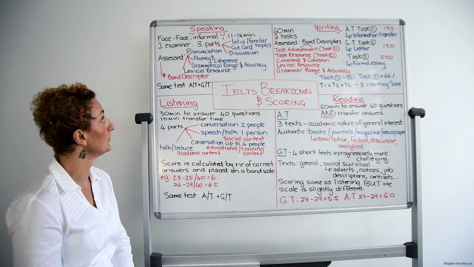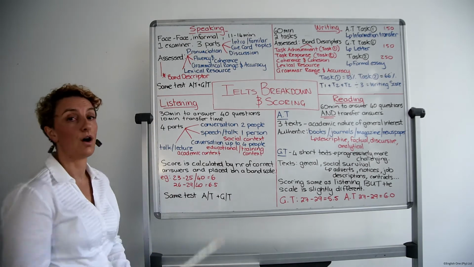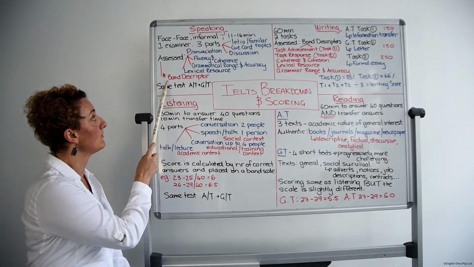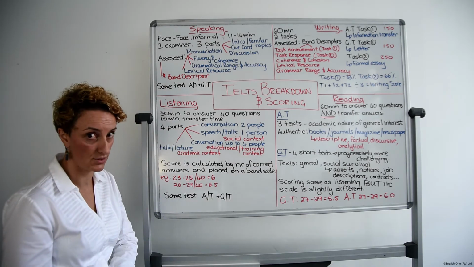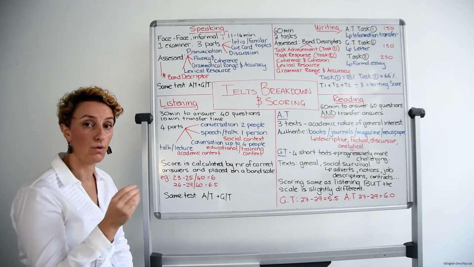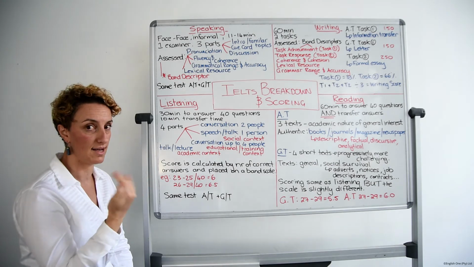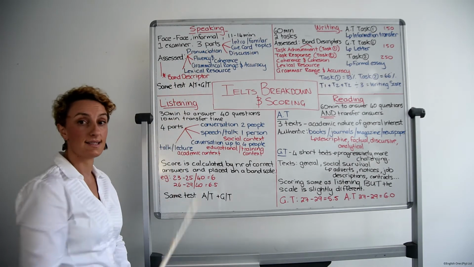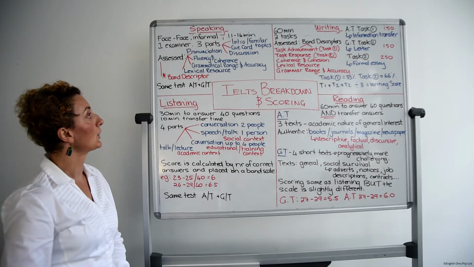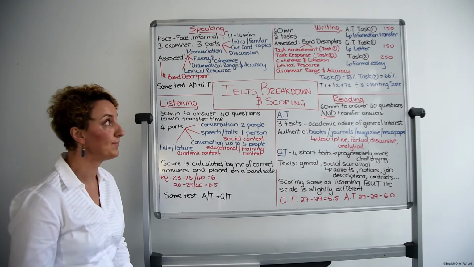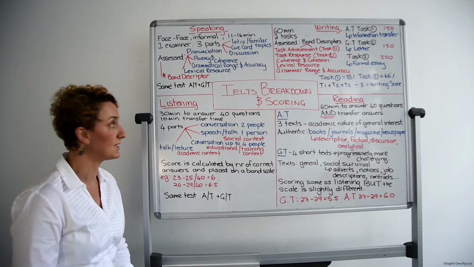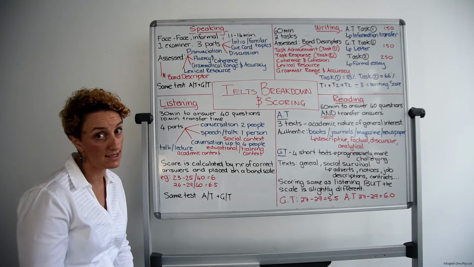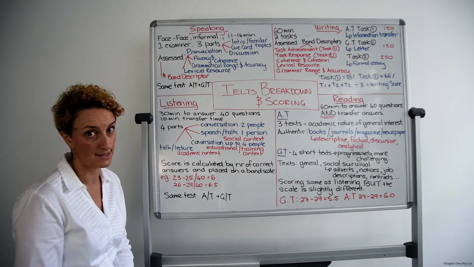in part 2. You are assessed on 4 different criteria, and it is based on a very specific speaking band descriptor. You are given a score from 0 to 9, band 0 to 9, on pronunciation, fluency and coherence, grammatical range and accuracy, and lexical resource. And the test is the same for the academic test and the general test.